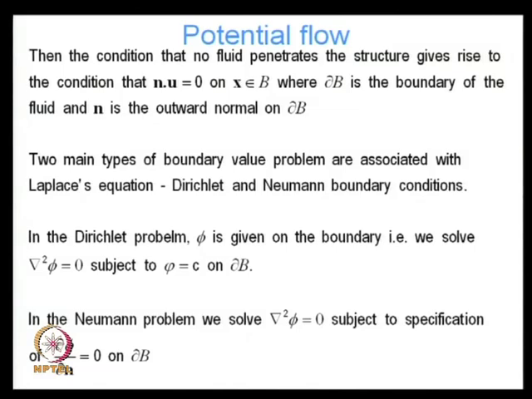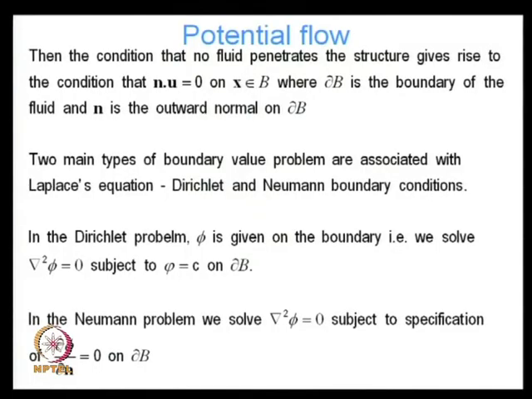So, what this tells me is that my fluid cannot penetrate the rock, but the fluid can flow past the rock. So, the tangential velocity is not 0, but the normal component of the velocity is 0.